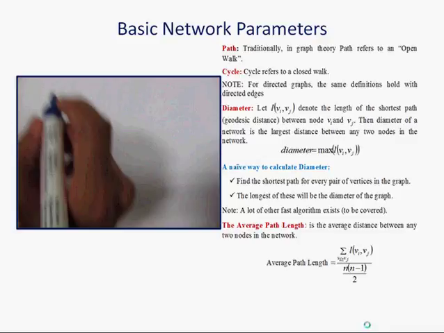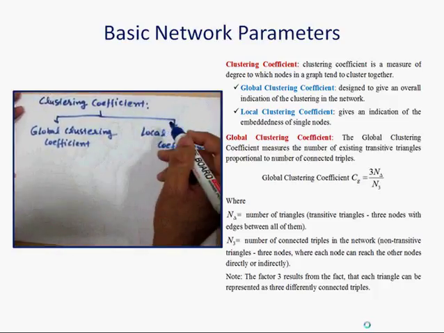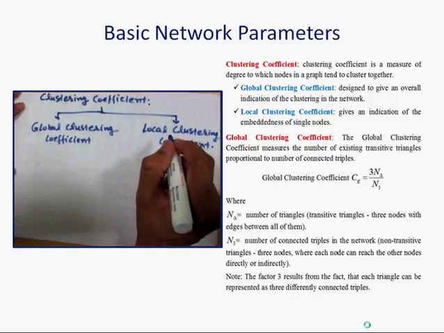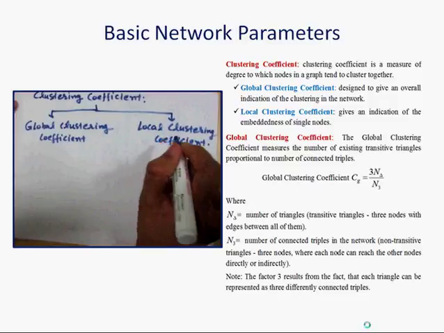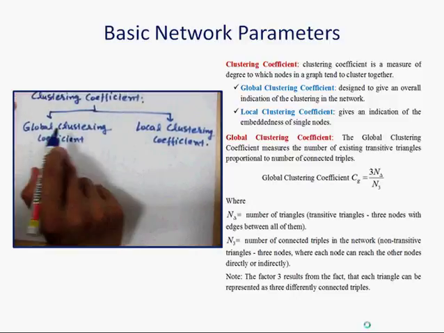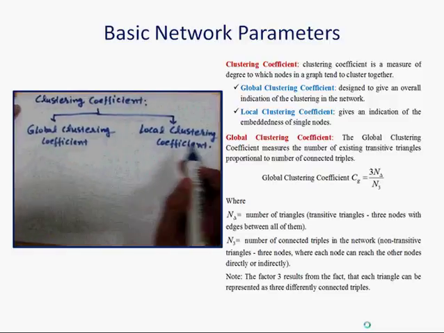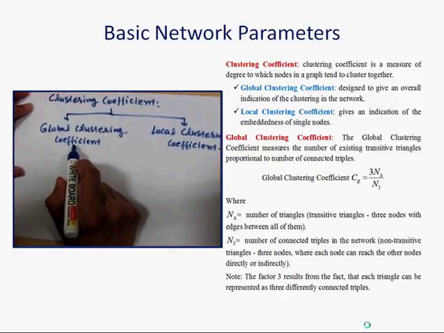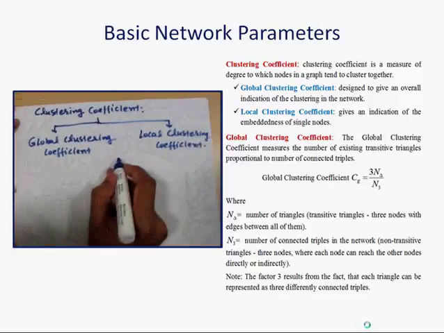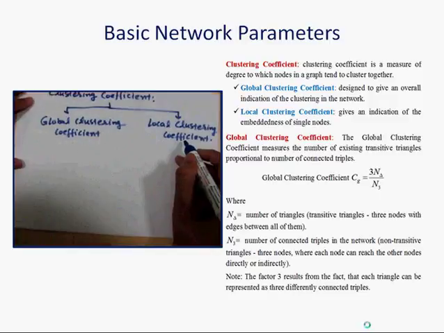Clustering coefficients. The clustering coefficient is a measure of the degree to which nodes in a graph tend to cluster together. It can be divided into two parts, global clustering coefficients and local clustering coefficients. Global clustering coefficients are designed to give an overall indication of clustering in the network, while local clustering coefficients give an indication of the embeddedness of a single node.